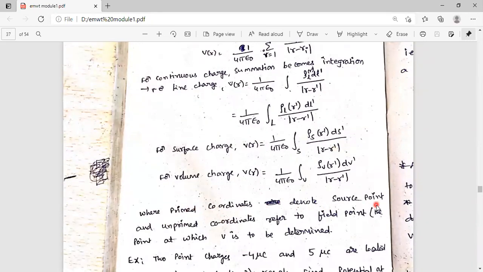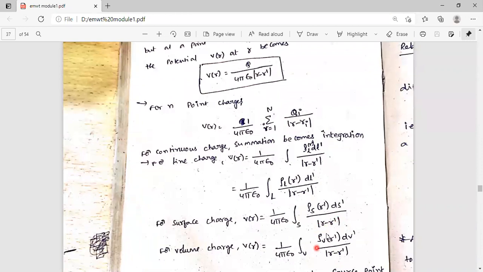Primed coordinates denote the source point. Unprimed coordinates refer to the field point. What is the meaning? Where are we measuring the potential? We are measuring at a particular point r, at a distance r units from the origin. The point where we are measuring a certain quantity, either E bar or D bar or here now V, is called the field point. So this is the field point, and all these represent source points.